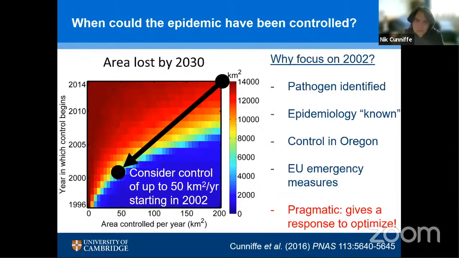2002 wasn't entirely arbitrary. The reasons to focus on 2002 are that it was the time the pathogen was identified. It was a time control started in Oregon, where there was a small outbreak. And it was a time that the pathogen entered the EU, and so emergency measures were initiated. And finally, as a modeler, it's pragmatic. It gives you a response to optimize. No matter what you do, if you had such a large budget and control starting in 1996, then control would happen. And similarly, as we showed, no matter what you do and how large your budget is, control starting in 2014 was never going to work.